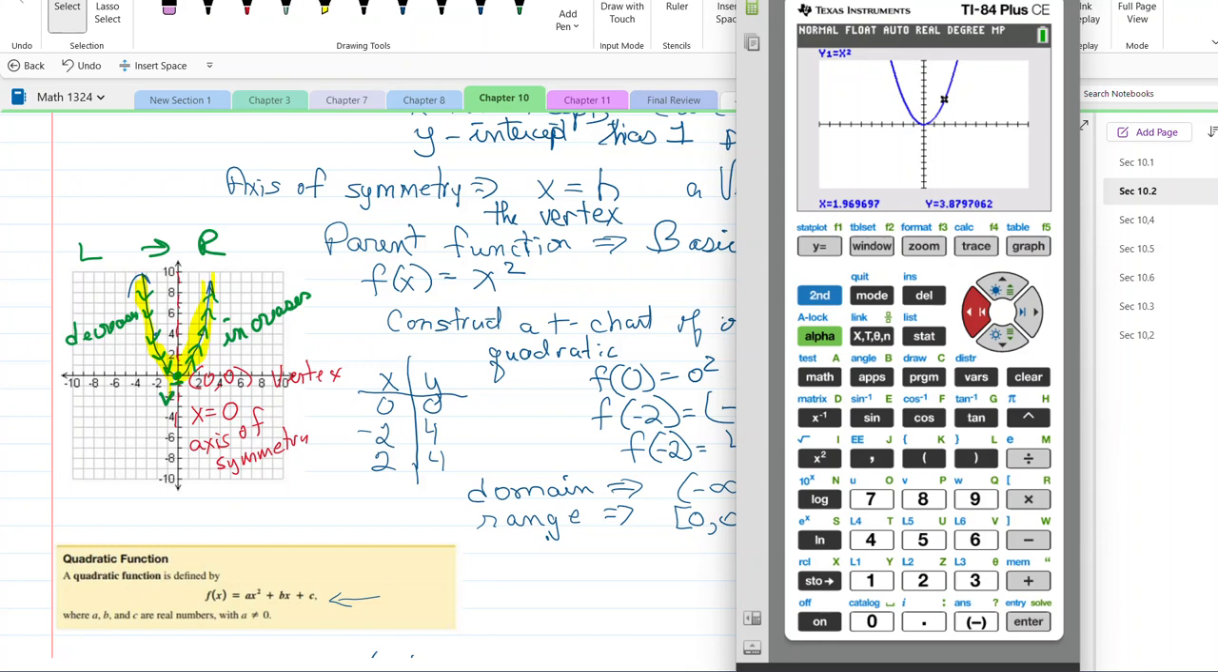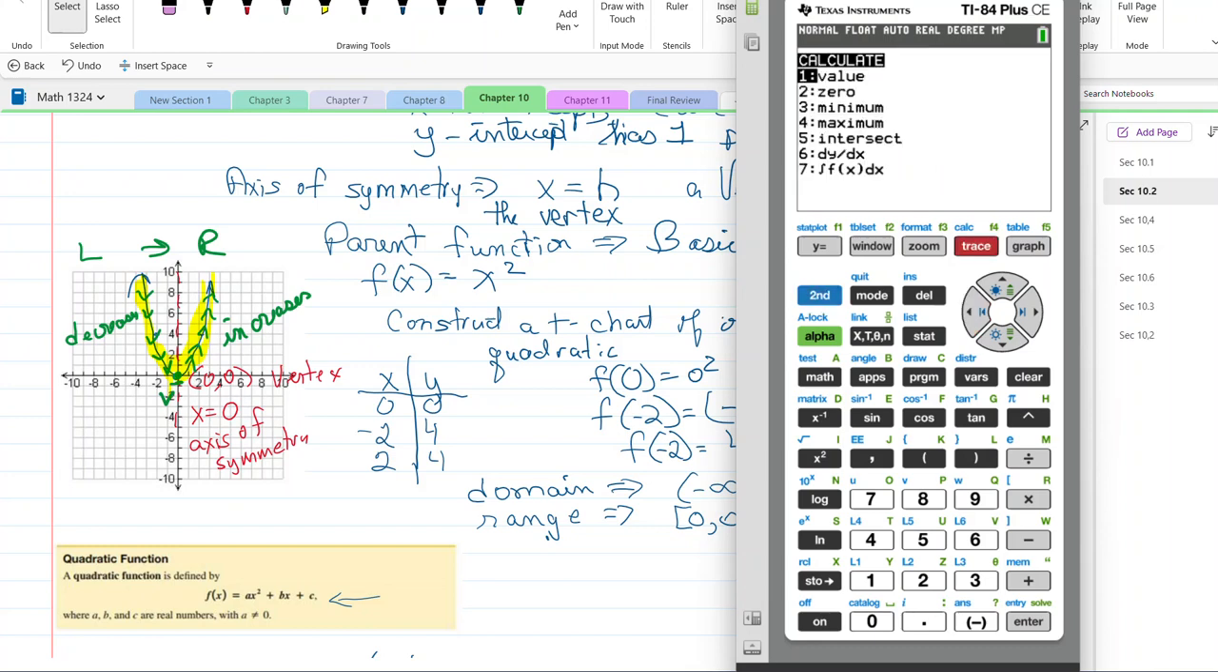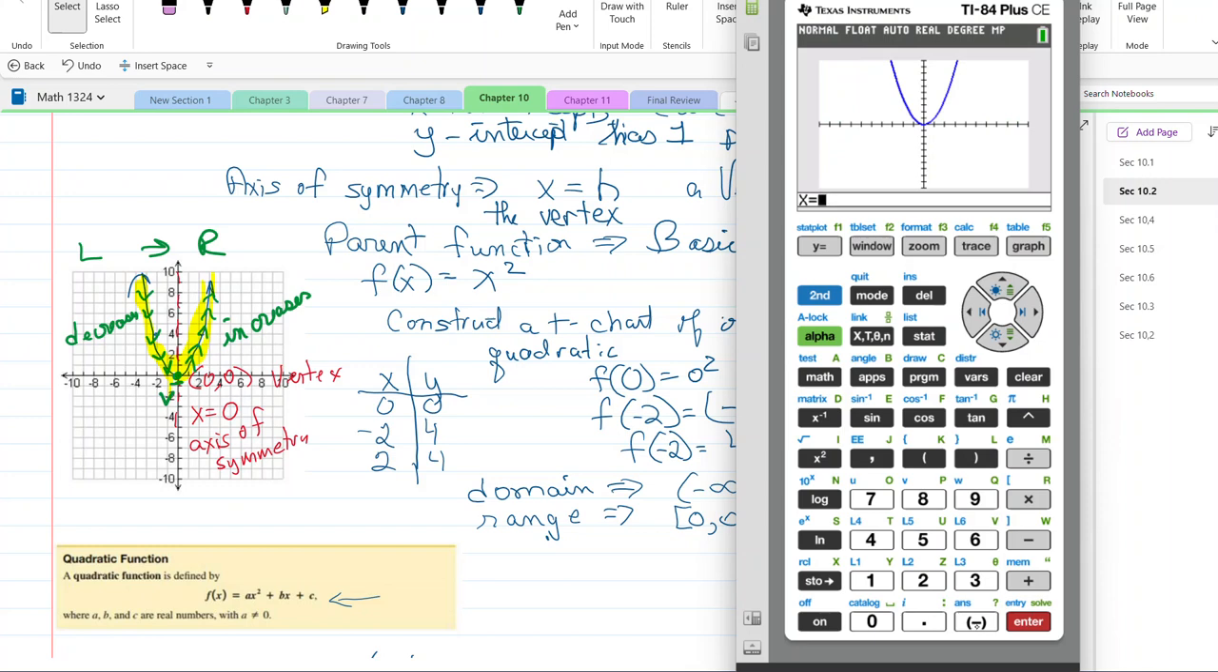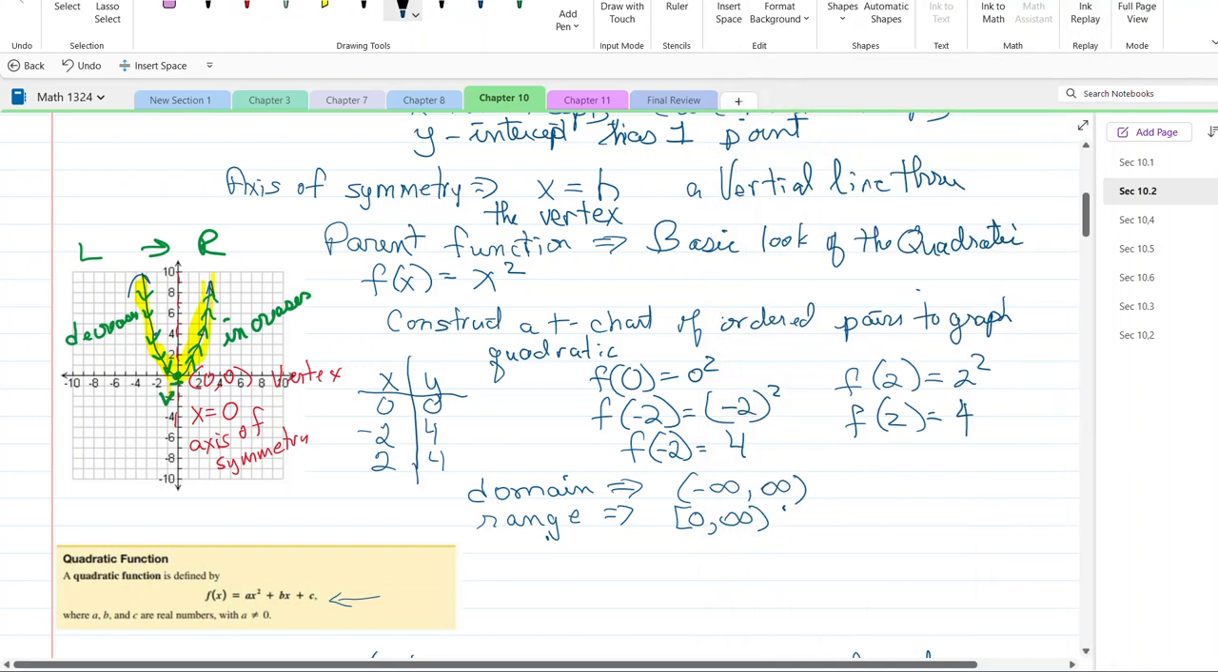So that helps us. Now, the other thing we can do is go second calc value. And I can ask it for a -2 and enter, and it gives me that 4 that we got on the table. I can hit 0 and enter and get the vertex, 0, 0. I can hit 2 and enter and get the 4. The calculator that hopefully you've purchased either on your smartphone or in a handheld is very crucial in success.